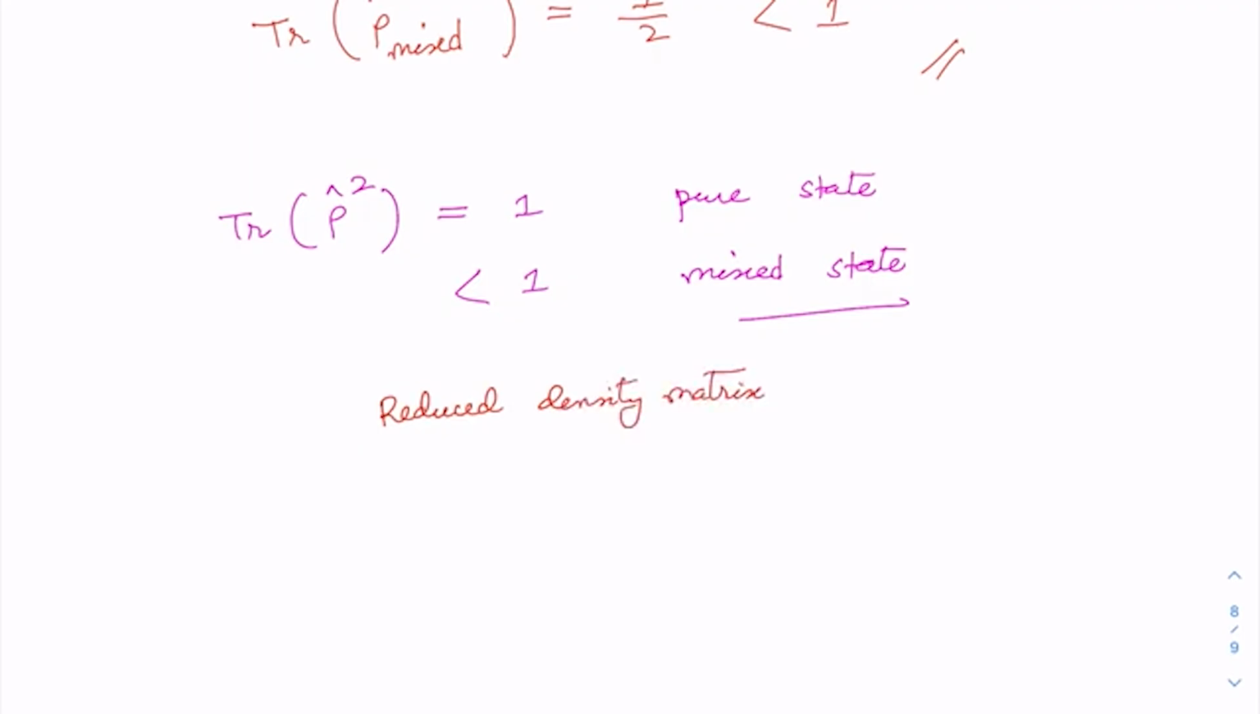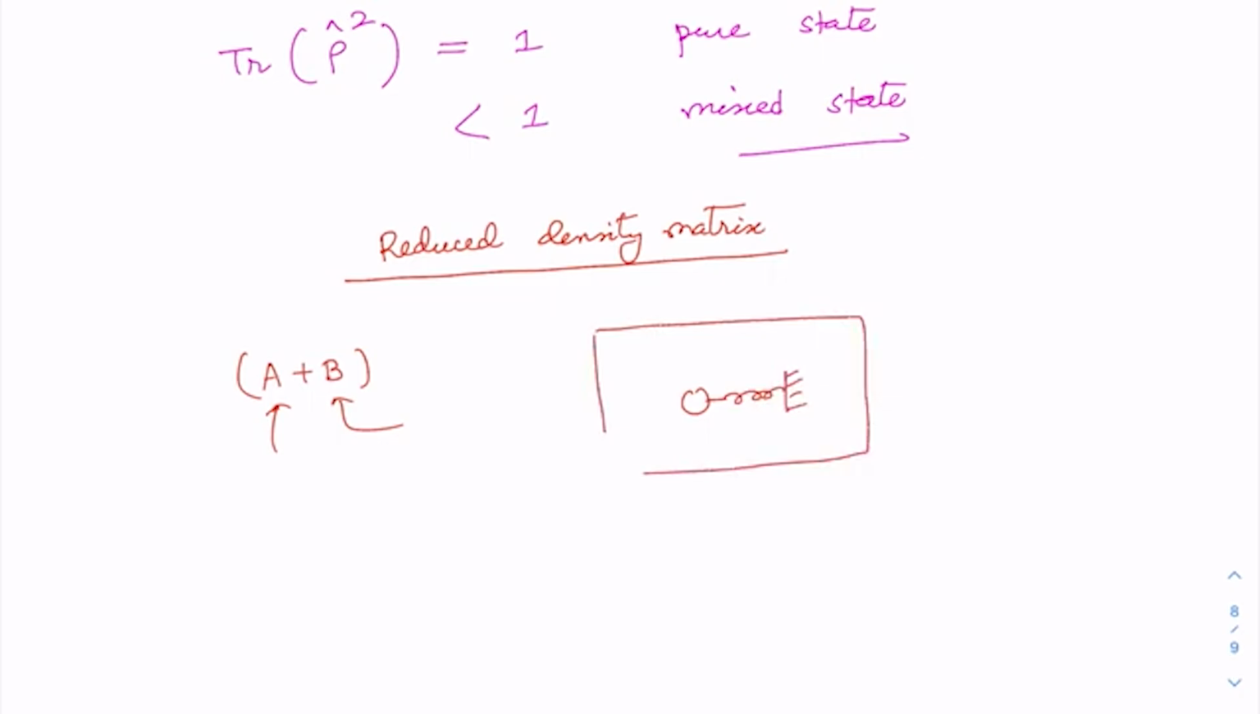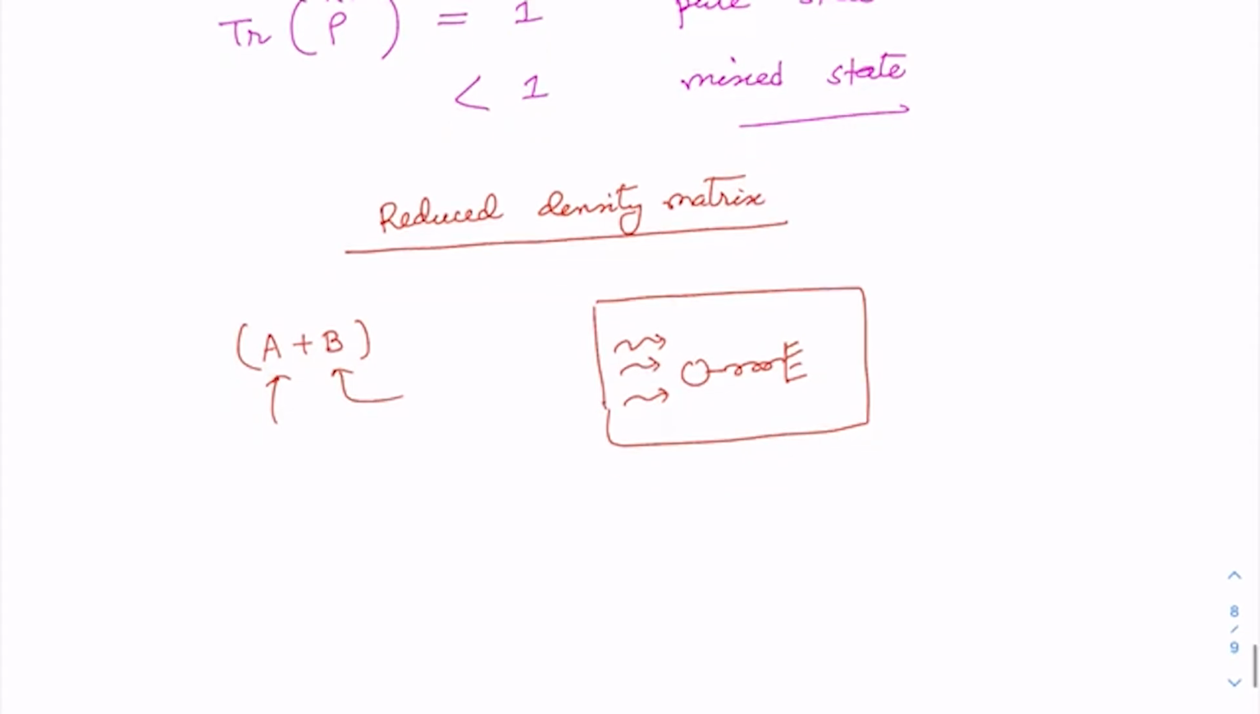Reduced density matrix or reduced density operator. Say we have a composite system A plus B. Many times we may be interested in knowing only about the system A or only about the system B. For example, later on in this course we will have a situation where we have a mechanical oscillator like this, and it is interacting with a lot of photons, or surrounded by a lot of electromagnetic radiation.